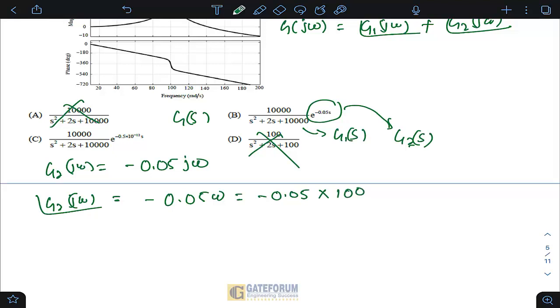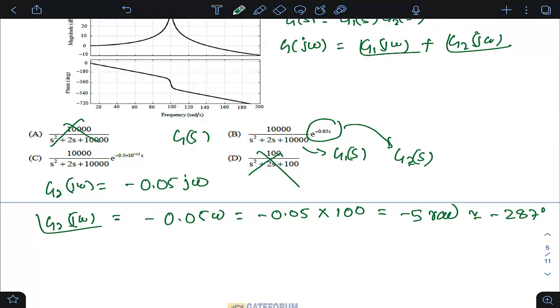100 means you have to substitute 100. So if you check it, this is coming as minus 5 radians, because it is radian per second and second here, so it is basically radian. So minus 5 radian, if you convert into degrees, if you check it out, it is coming as minus 287 degrees.